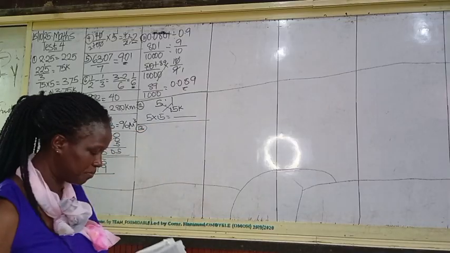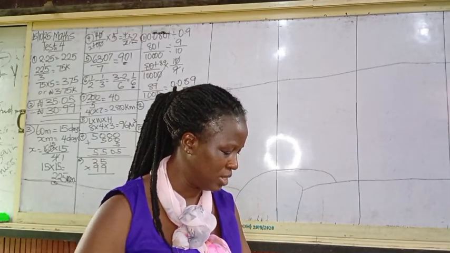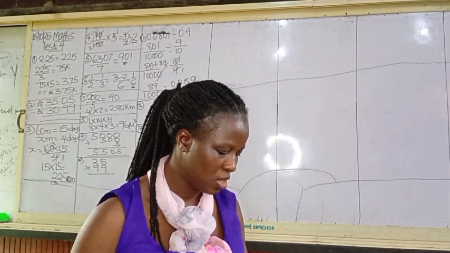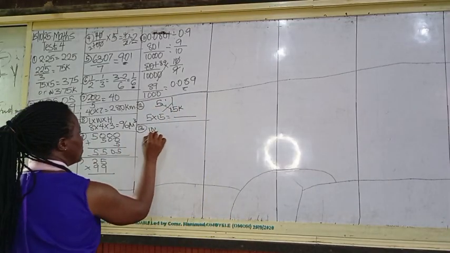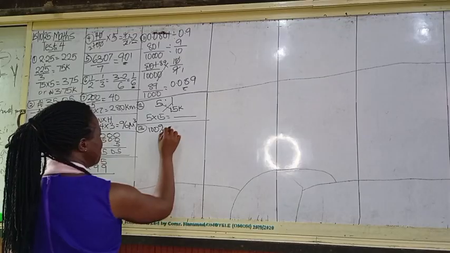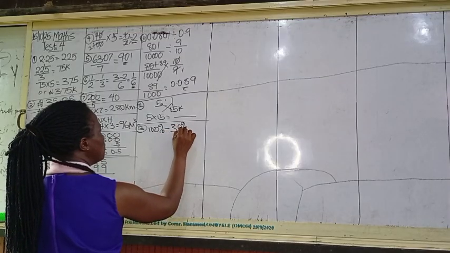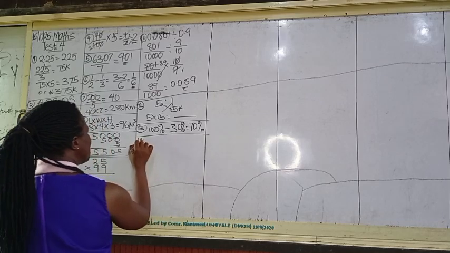Number 13. If 30% of the people in a school are boys, what percent of the school are girls? We know the percent is 100%. And we are told that the boys are 30%. So obviously the girls will be 70%. Number 14.